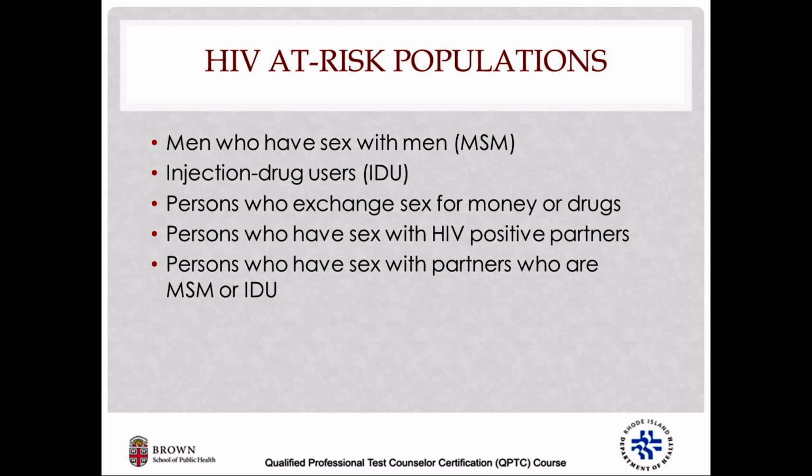Also, traditional at-risk HIV populations include people that use injection drugs, people who exchange sex for money or drugs, people who have sex with an HIV-positive partner, and people who have sex with partners who are either MSM or injection drug users.